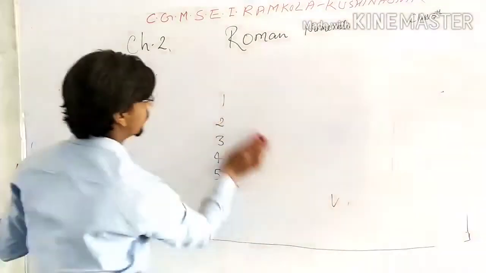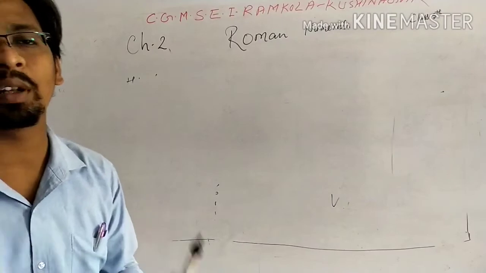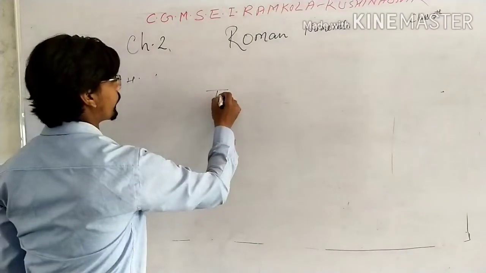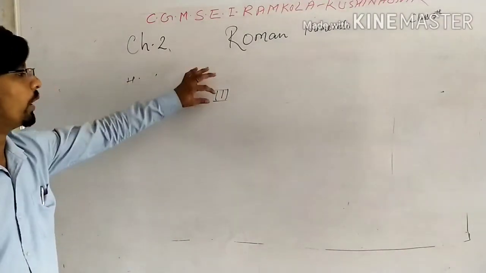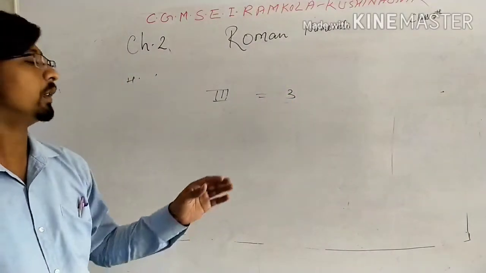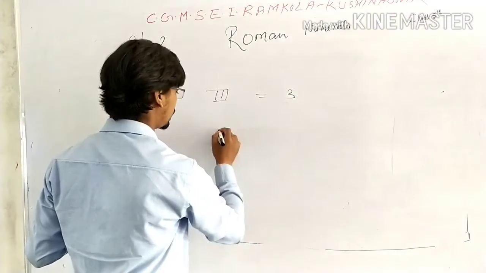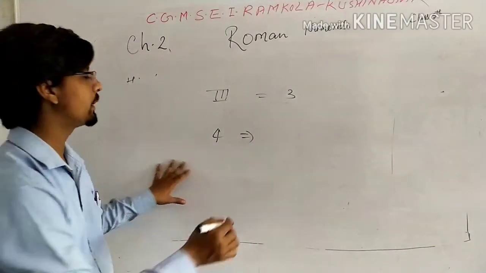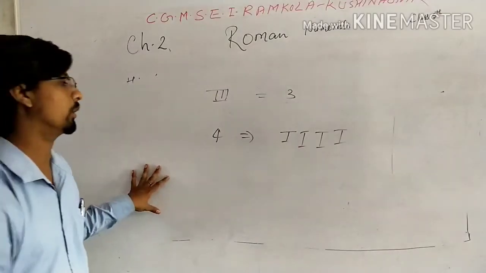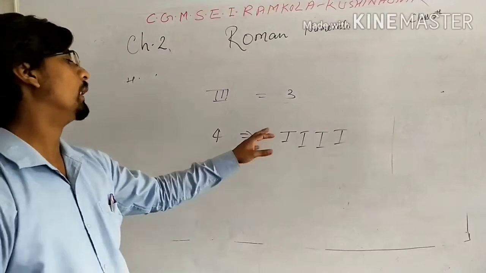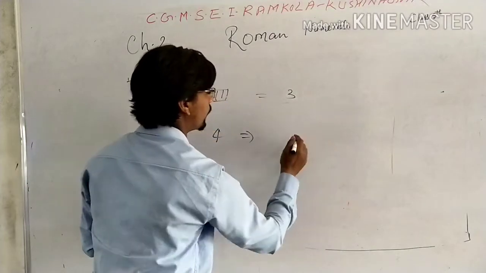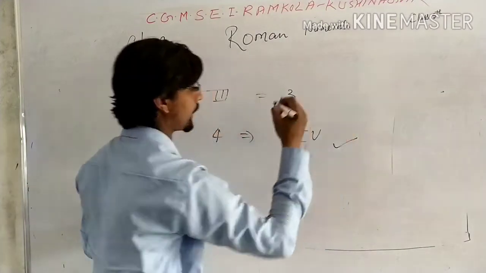Here one thing is important for you. In Roman numerals, you can't repeat a numeral more than 3 times. Suppose this is I, II, III. But if I want to write 4, we can't write it as IIII. It is wrong, because we can't repeat a Roman numeral more than 3 times. So IV is correct.